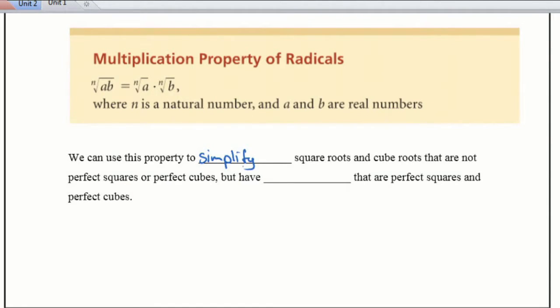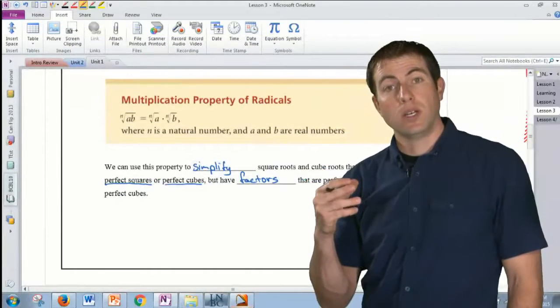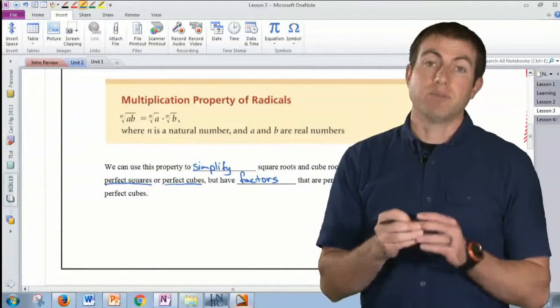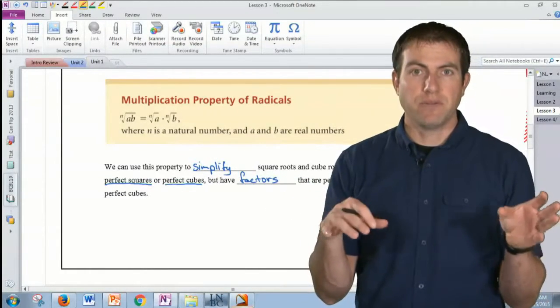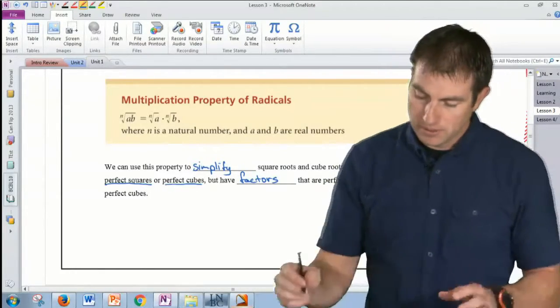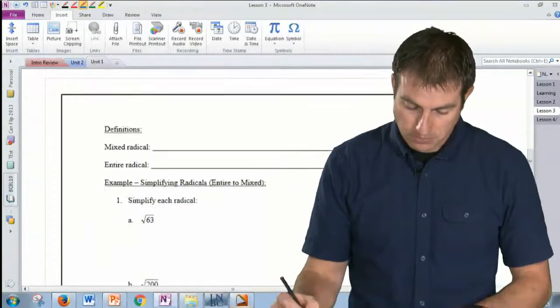So we can use this property to simplify square roots and cube roots that are not perfect squares. That's kind of the key here. We're dealing with non-perfect squares or non-perfect cubes, but have factors that are perfect squares and perfect cubes. So we're going to use the idea that we can multiply these numbers under a radical sign to break them apart. And if we can find a perfect square or a perfect cube under there, we can make them a lot simpler. So let's look at a few examples of this.